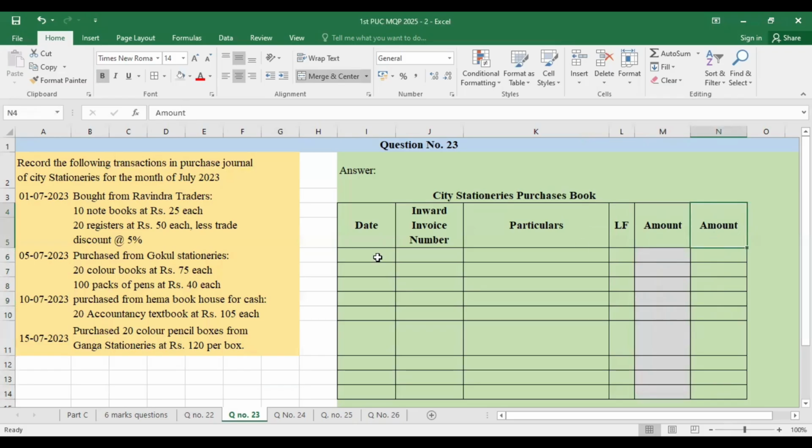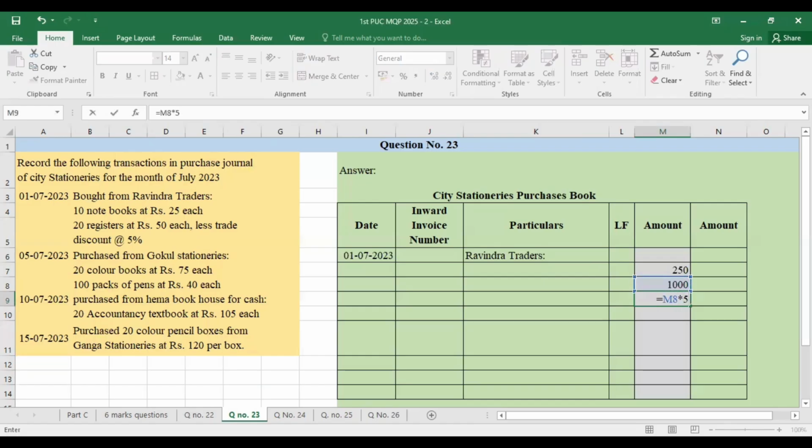So now let us go on with the first transaction. The first transaction happened on 1st July 2023. It is bought goods from Ravindra Traders. So what have they bought? 10 notebooks at 25 rupees each. So 10 into 25 is 250 rupees. Second, they have got 20 registers worth rupees 50 each. And on this, on 1000 rupees, they have got 5% discount.